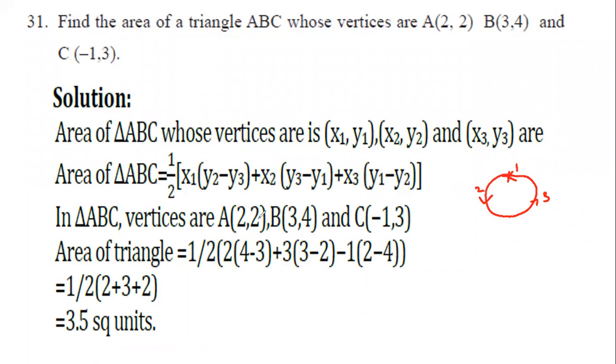Vertices they have given: 2, 2, 3, 4, minus 1, 3. So this one is x1, y1, x2, y2, and this is x3, y3. Substitute all the values, you will get 3.5 square units. And the unit is also very important. Okay. I hope all of you understood this one. Next sum.